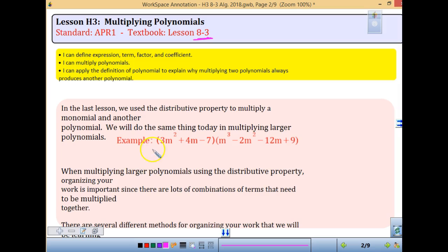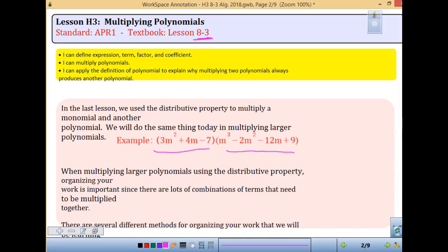So we're going to be multiplying larger polynomials. This is a trinomial times this is we just call it a polynomial, right? So we have 3 terms times one that has 4 terms. It says when multiplying larger polynomials, using the distributive property to organize your work is important since there's lots of combinations of terms that need to be multiplied together.